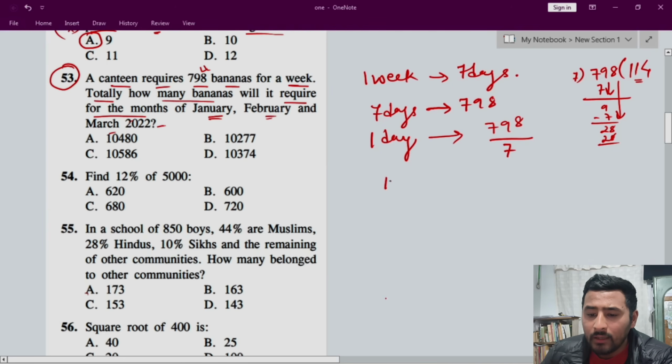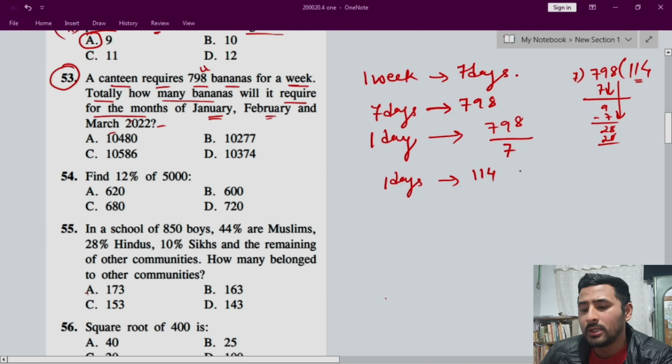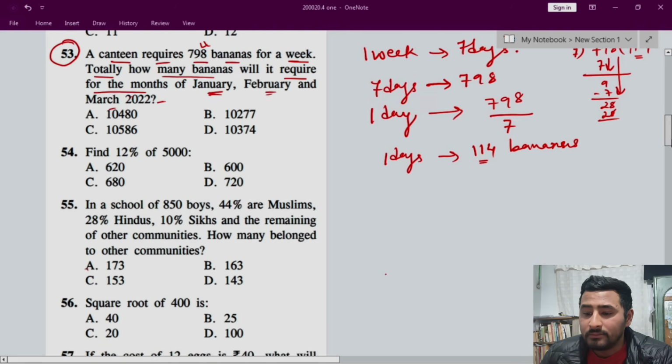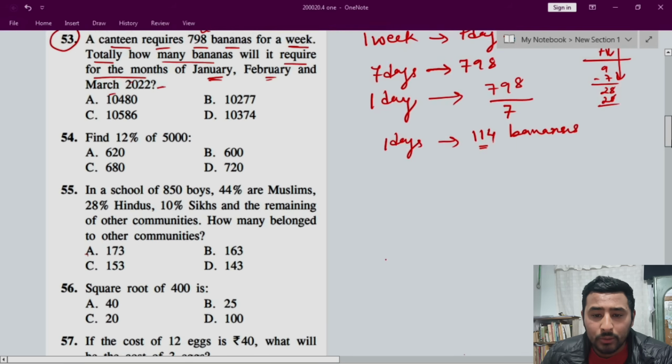So for 1 day, how many bananas are required? We need 114 bananas. For 1 day we need 114 bananas. So what they are asking is for the months of January, February and March. Now you have to remember how many days are in January, how many days are in February, and how many days are in March.